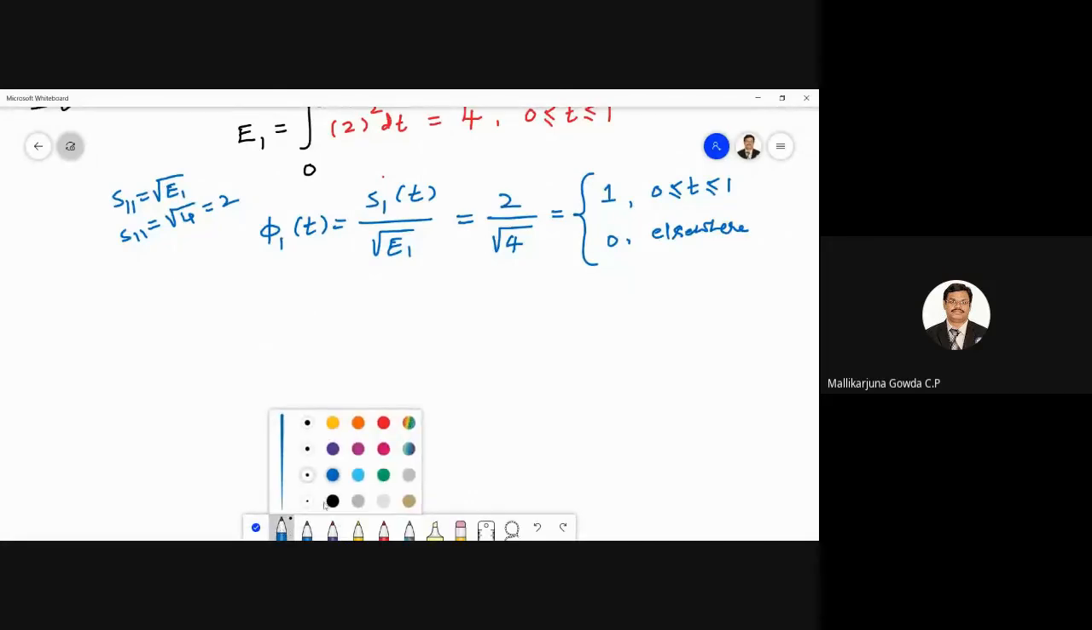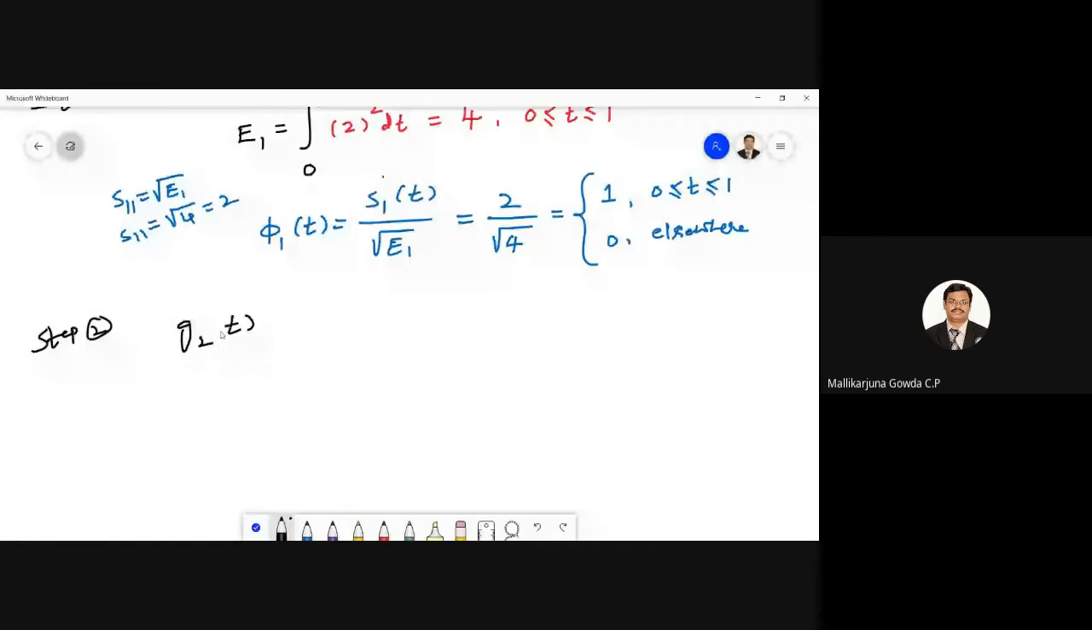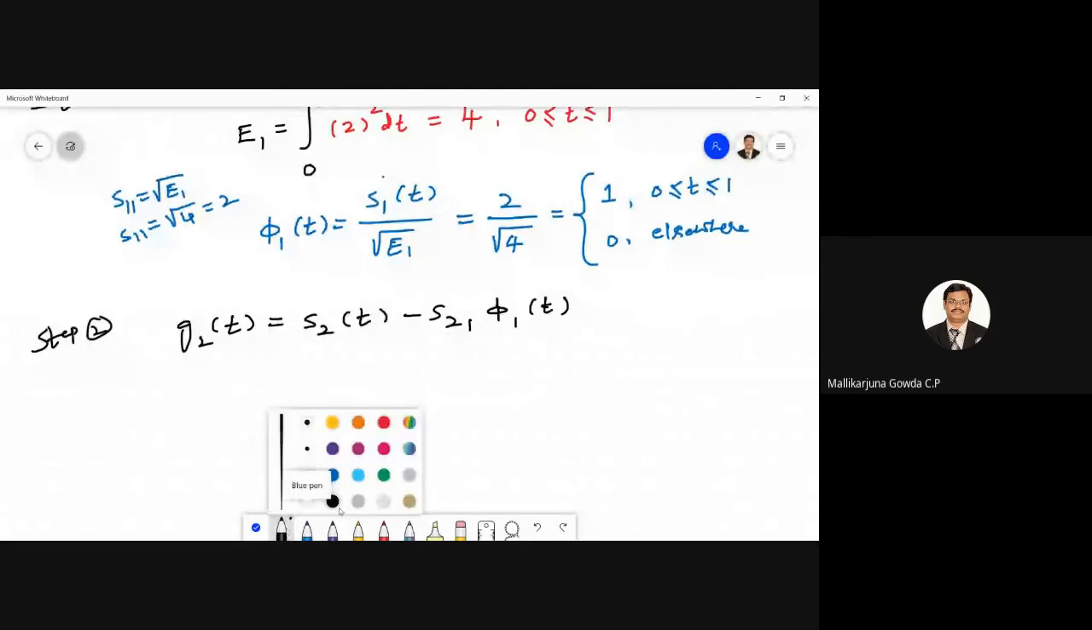As a second step, what were we supposed to do? We need to find out pi 2 of t. For finding pi 2 of t, first I need to find out G2 of t, right? So G2 of t will be equal to S2 of t minus S21 pi 1 of t, isn't it? So from this, first I need to find out S21. Yes, Gayatri, can you tell what is S21? Gayatri, is Gayatri there?